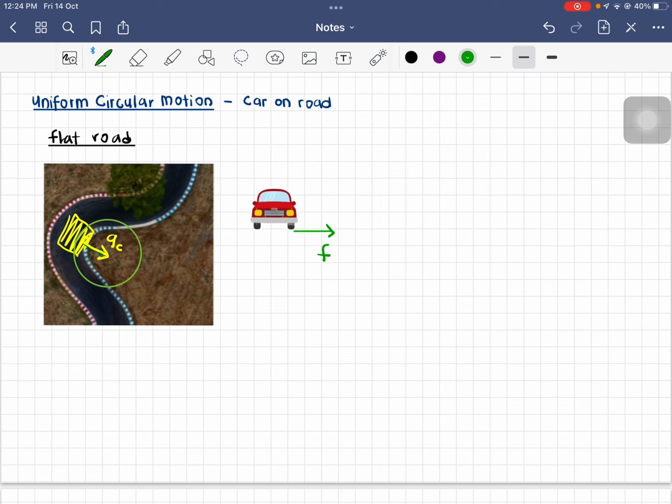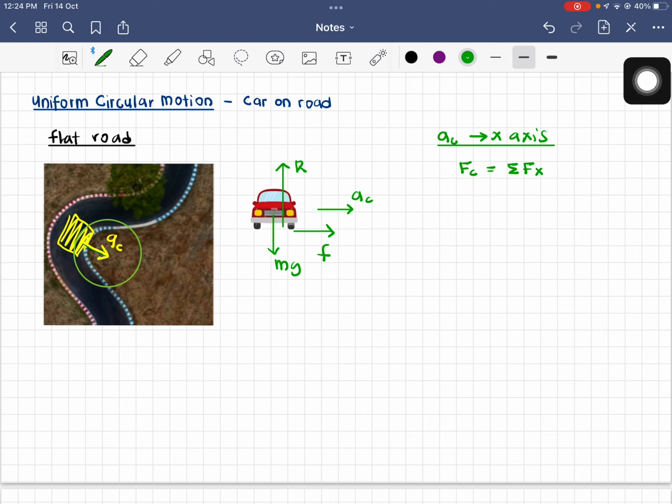And then, you will have mg. Here, you will have mg. And also, you will have R. Okay. So, your A is something like this. If we look from the front, your A is something like this. So, now, your AC is in the x-axis, so that your FC should be equal to the summation of Fx. Now, in the x component, we have only friction.